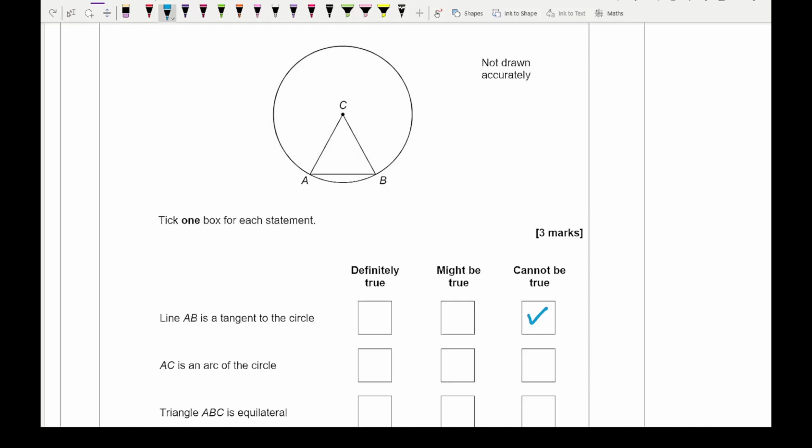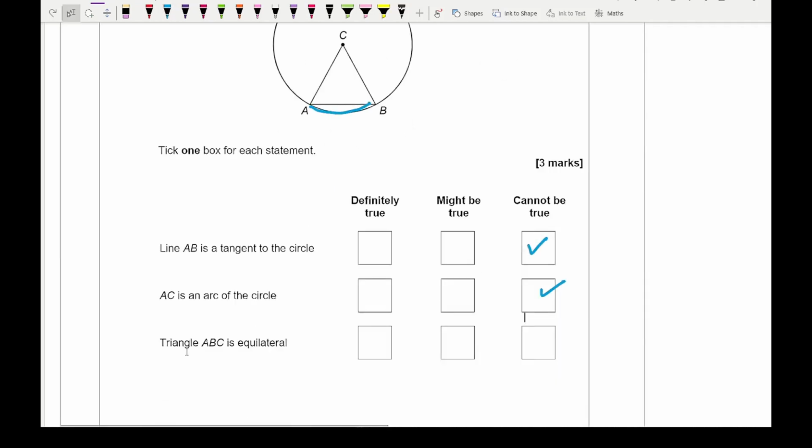Well, it isn't, because this length here is the arc, and so is the external or the major arc, so that cannot be true. Triangle ABC is an equilateral triangle. Well, that could be true, because we definitely know that these two lengths here are the same because they're both the radius of the circle. So AB could be the same, but it also might not be, so that's why that one might be true.